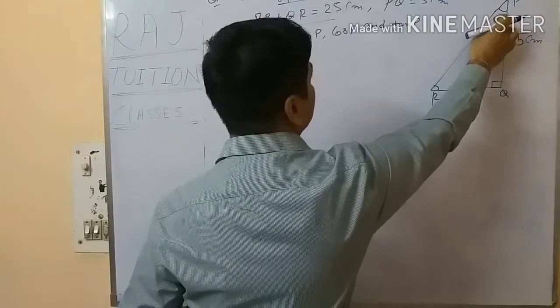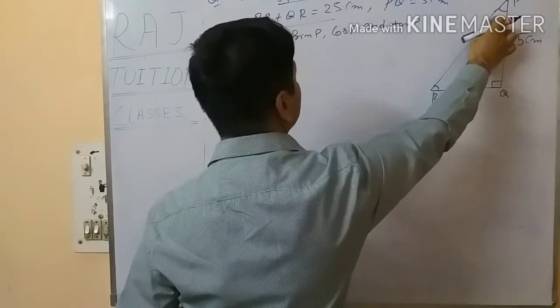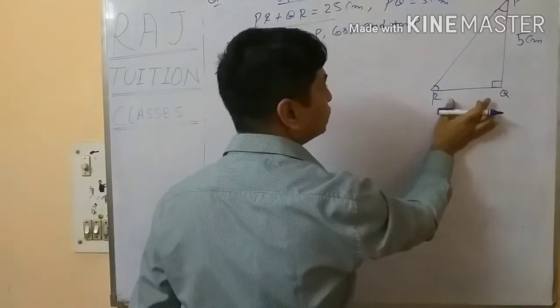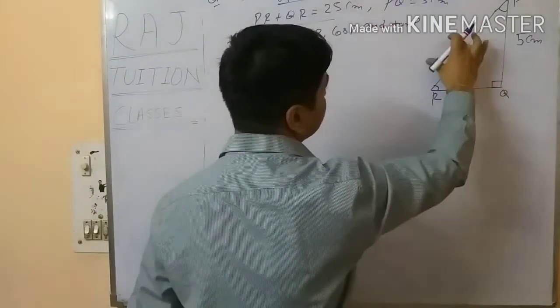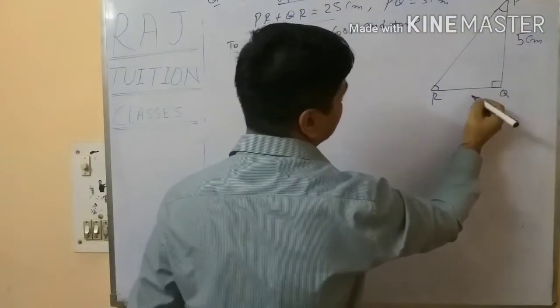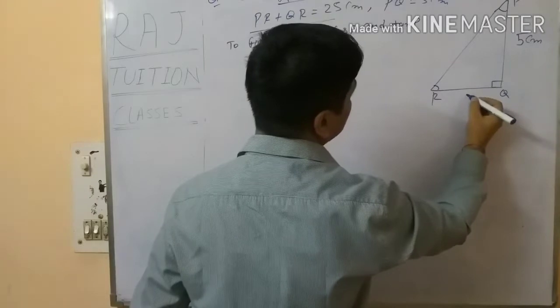And to find the ratios for P, for sin P, I need the side opposite to angle P, which means QR upon hypotenuse. So I don't have any of the sides. Let's consider it as X.